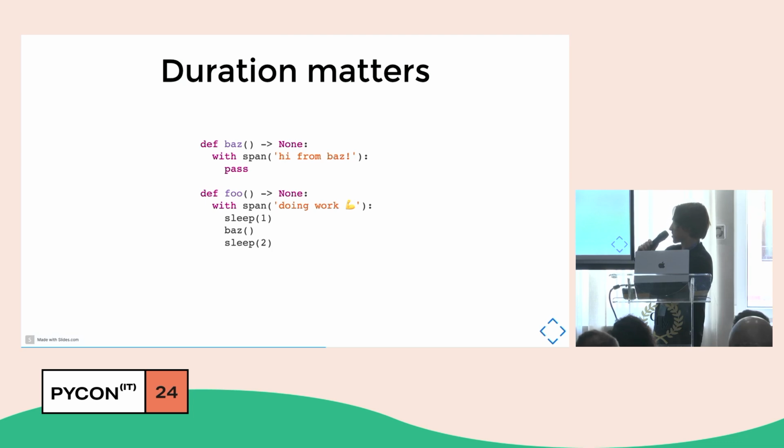So if I have this doing work span and then I sleep for a second, and then I call Baz and then I sleep for 2 seconds, I'll be able to tell from my traces that it's not that Baz took 3 seconds, because I have another span around Baz. I can tell that Baz took no time at all. So I'll know that there's something slow going on within foo. And then I can go look at my source code and see there's a couple sleeps in there.